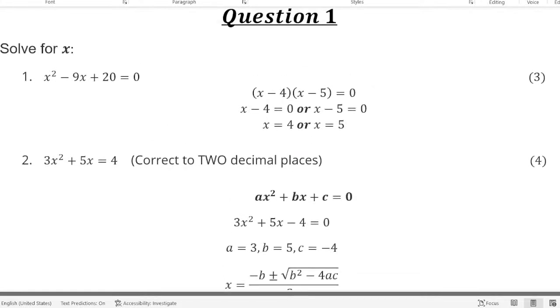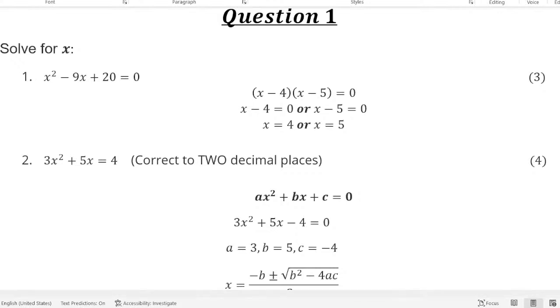Don't be in a rush. Just do question 1 so that you make sure that you understand the question, because question 1 is always standard. It comes in this way, in this form. It does not change from the previous exam papers. It's always in this form. We are always solving for x.